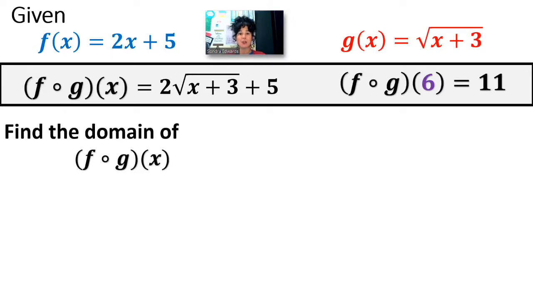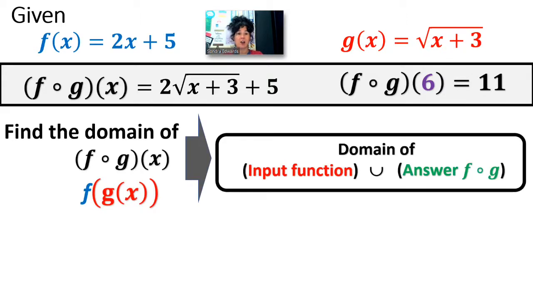Domain means the numbers that you can substitute into the function and get out real value answers. So let's go ahead and find all the numbers that we can substitute into f comp g of x and get out real value answers. The rule for finding the composition's domain is you want to consider the domain of the input function and the domain of the answer to the composition. Let's begin with the input function.